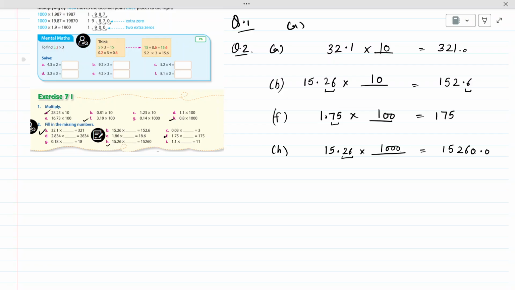Okay, so I hope this is clear how by multiplying with 10, 100 or 1000 the decimal is moving towards the right places. So with this we complete this exercise also.